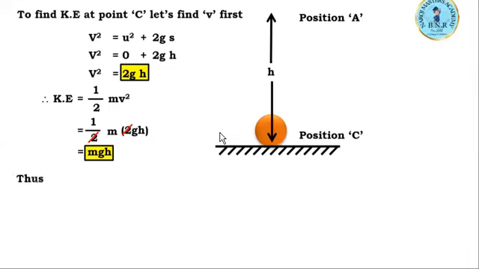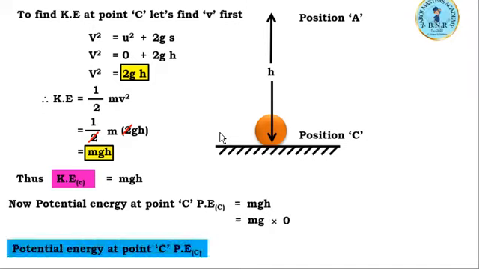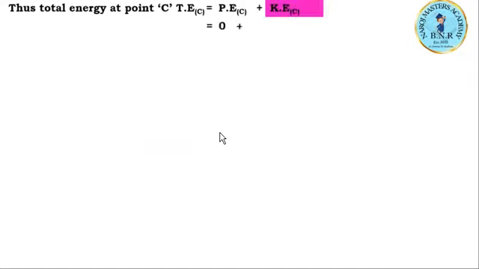Finally, kinetic energy is mgh. Now the potential energy at point C is mgh, but h is 0, so potential energy is 0. Thus the total energy at point C is potential energy plus kinetic energy, and this is equal to mgh. Total energy is mgh.